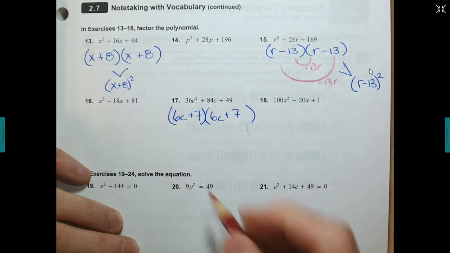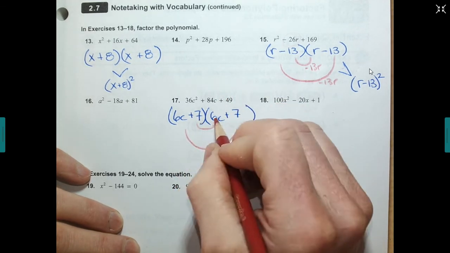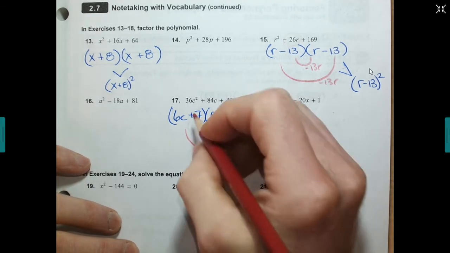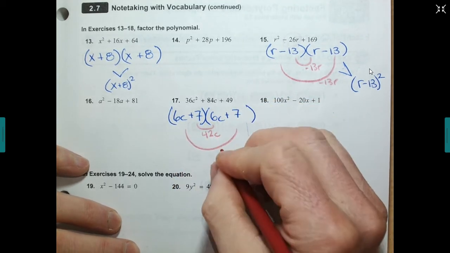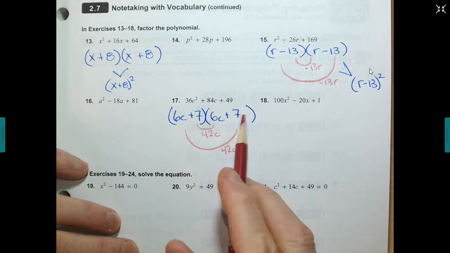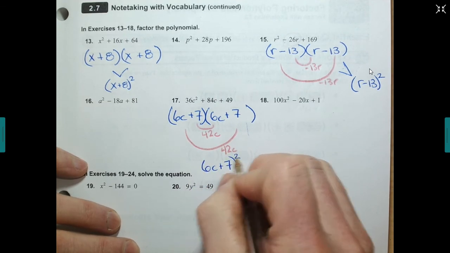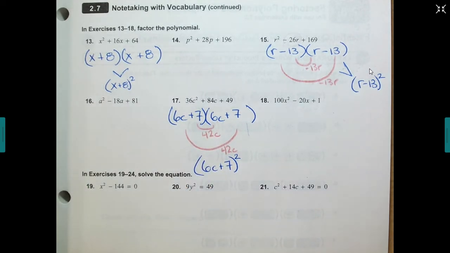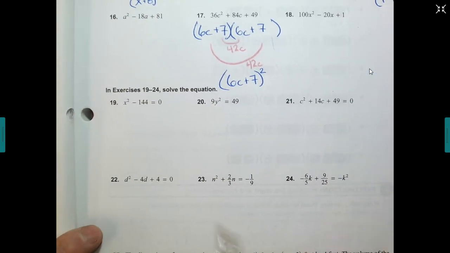Now I can check it by doing this. So 6 times 7 is 56, right? No, 42. Oh gosh, math teacher. 42c, 7 times 6 is 42c. 42 and 42 is 84. So there it is. And then I will simplify it by saying (6c plus 7) squared, because it's 6c plus 7 times 6c plus 7.